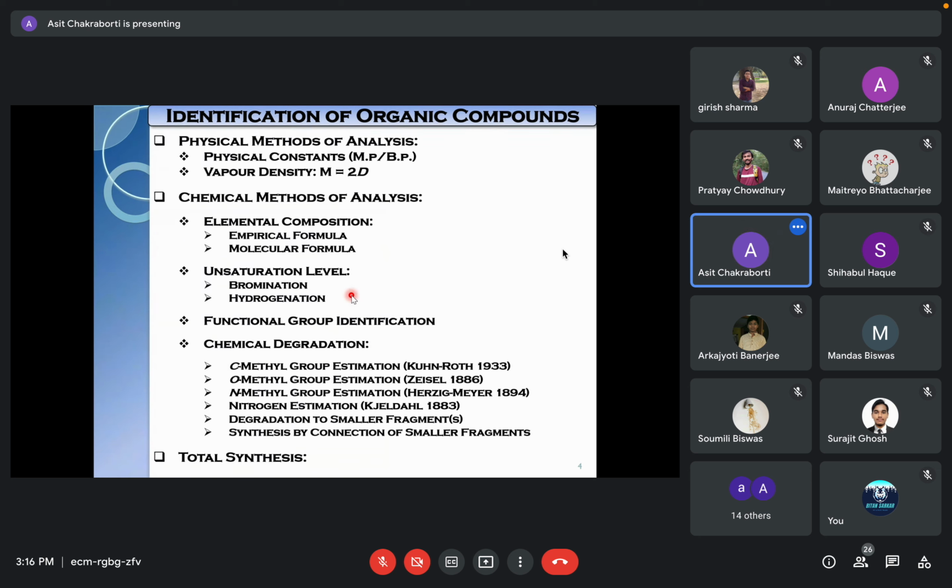Then comes the functional group identification. Double bond is also a functional group, but since it requires a specific type of reaction, that's why I have taken it separately. It gives another connotation also.